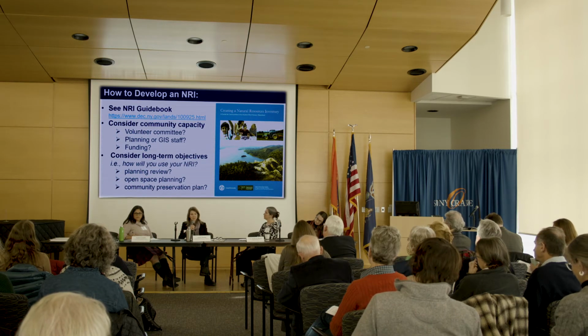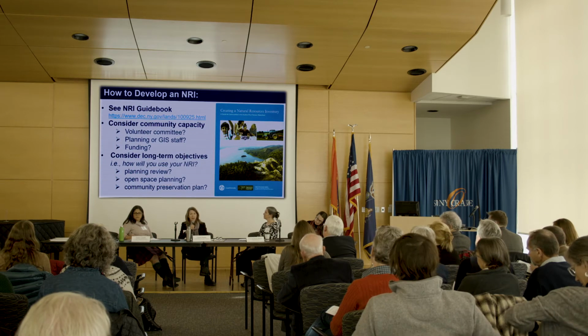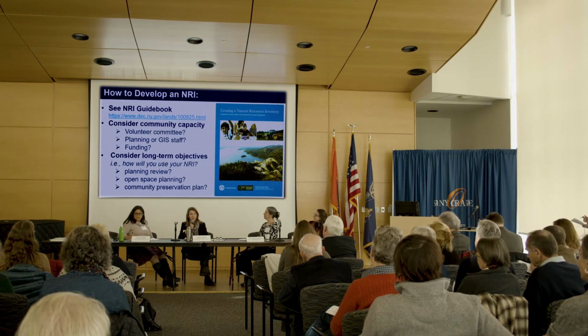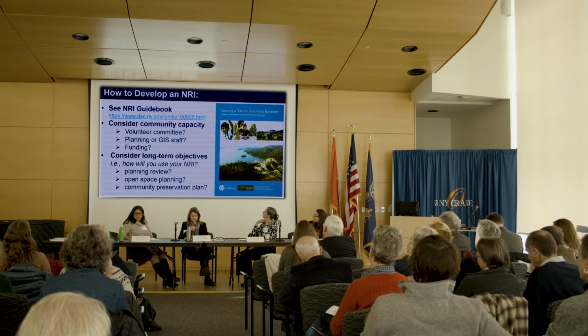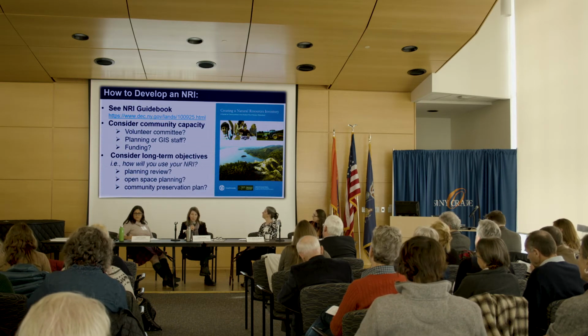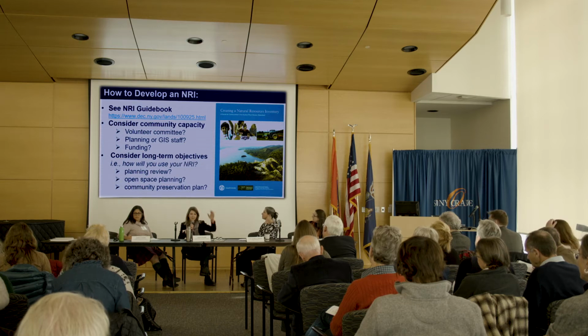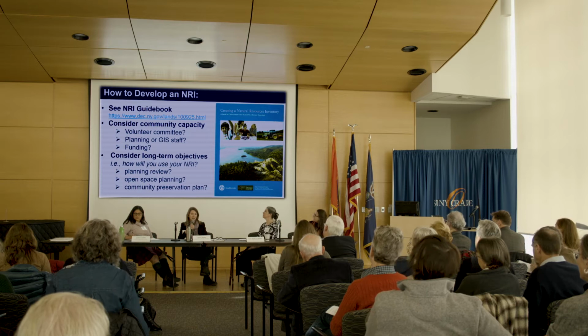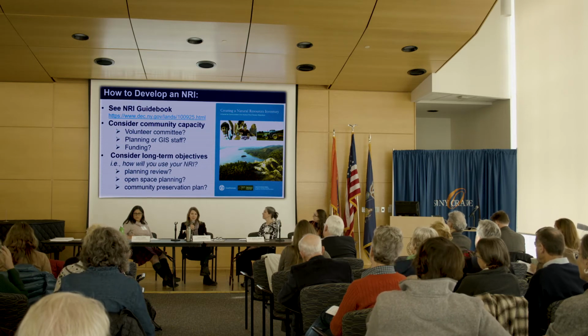I know the city of Poughkeepsie actually turned their NRI into an online map so that the planning board can access it online, review proposals, and refer to it. Maybe you want the NRI to be part of an open space plan or, ta-da, a community preservation plan, in which case, think about how the GIS maps are going to be assembled and developed.